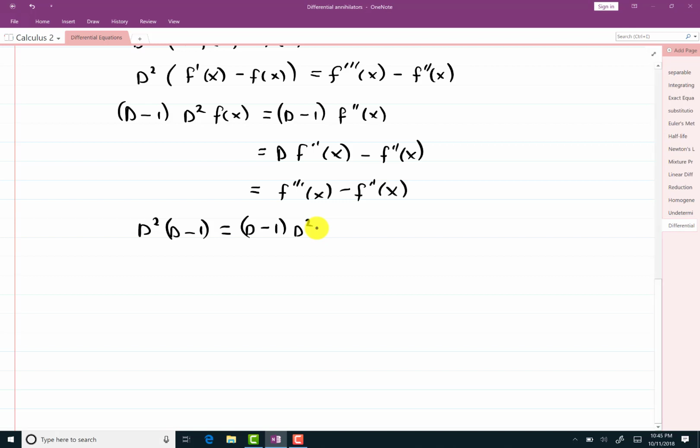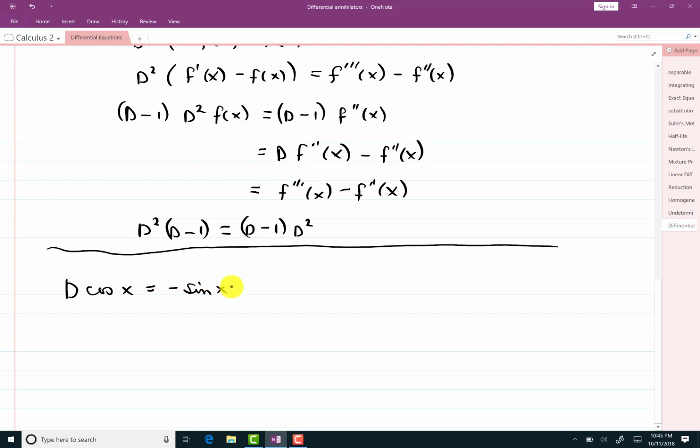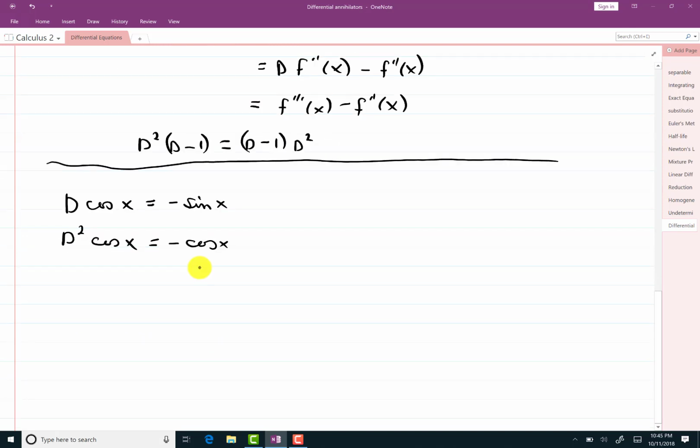That's very important. So we are going to try to figure out things that annihilate things. So for example, take a look at cosine of x. If I take D of cosine of x, I'll end up with negative sine of x. If I do D squared cosine of x, I'll end up with negative cosine of x. Well, notice this then. In other words, D squared plus 1 applied to cosine of x equals 0.